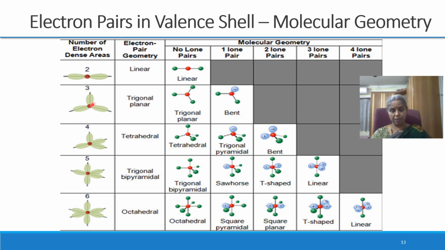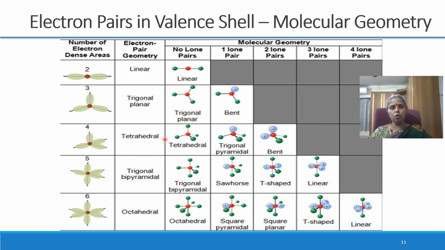Supposing there are three pairs, all three bonding pairs, the molecule is trigonal planar. But if of the three, two are bonding pairs and one is a lone pair, then it is bent. You are not having the third atom, no? When you don't have the third atom, in the third atom's place you are only having a lone pair of electrons, and the molecule is bent.